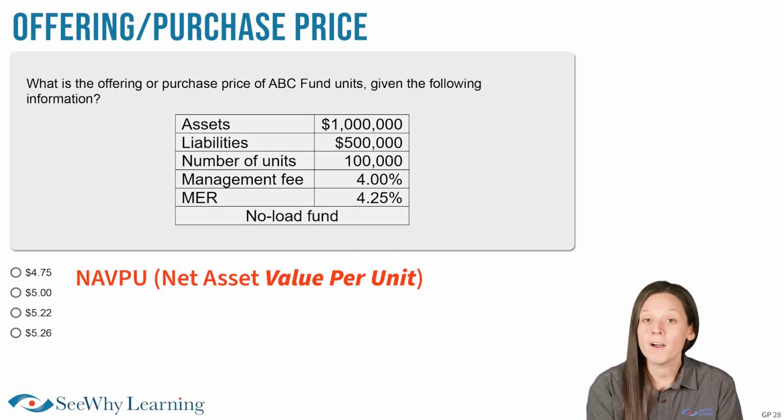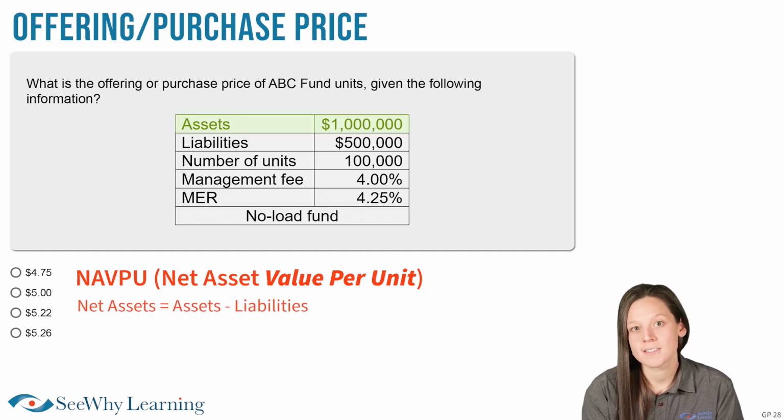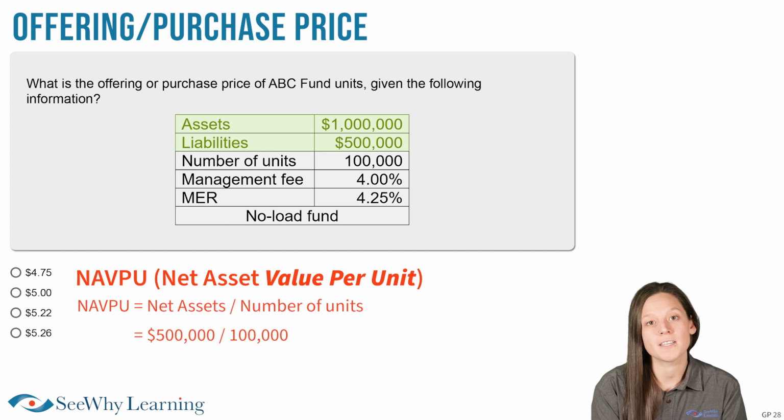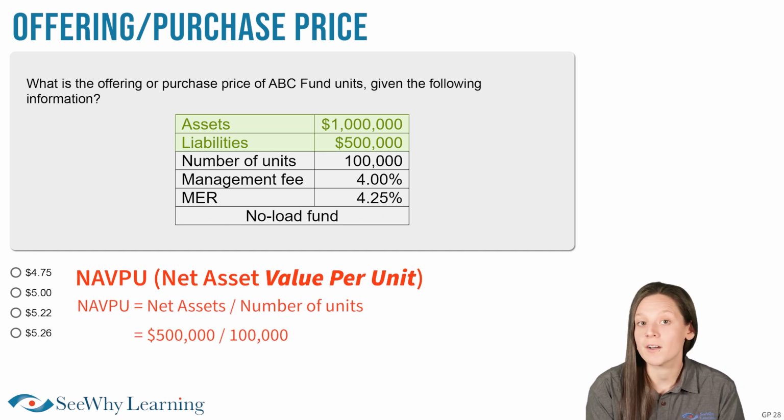intuitive. The fund has $1 million in assets. We deduct the $500,000 in liabilities to determine net assets of $500,000. If we then divide $500,000 in net assets by 100,000 units outstanding, we learn that each unit is worth $5. A commission being charged upon purchase would impact the purchase price. On the other hand, a commission being charged upon redemption would impact the redemption price.